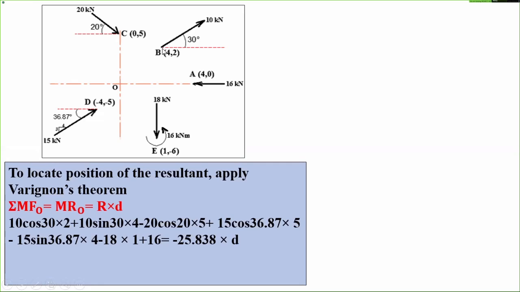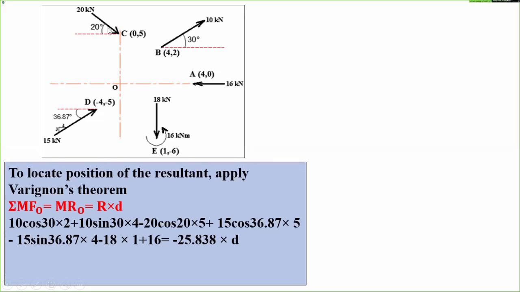Then the y component of 10 will act in the vertically upward direction. So this is the line of action of the vertical component, which is 10 sin 30, and its moment about O will be anti-clockwise, so it is positive. So plus 10 sin 30 into the perpendicular distance, the x coordinate of point B, which is 4. So it is multiplied by 4: 10 sin 30 into 4.